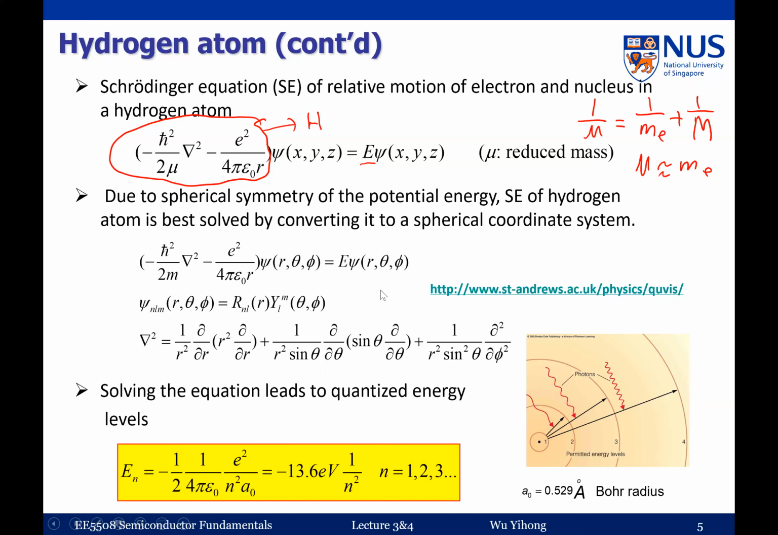So in the XYZ coordinate system, del square is given by partial square partial x squared, and then partial square partial y squared, and then partial square partial z squared. So this is in the XYZ coordinate system. However, in the spherical coordinate system, it's basically given by this, right?